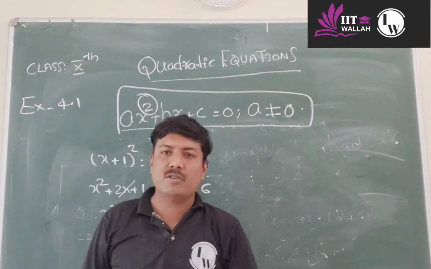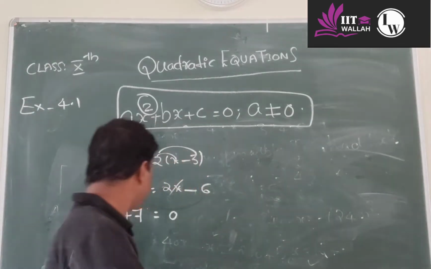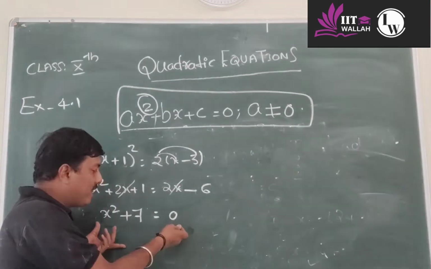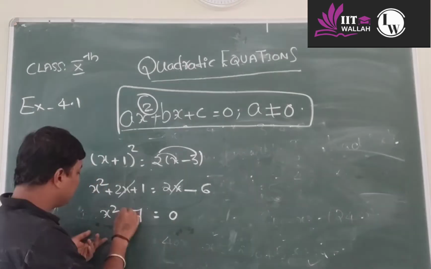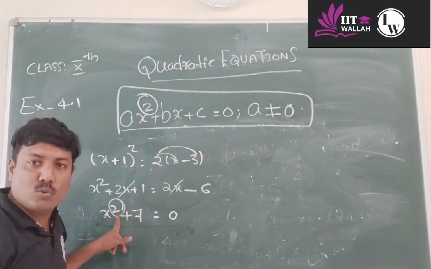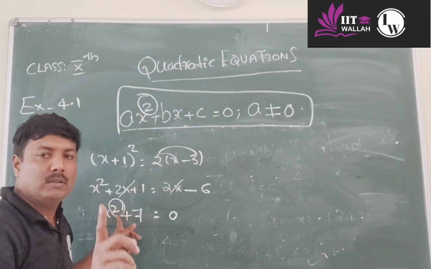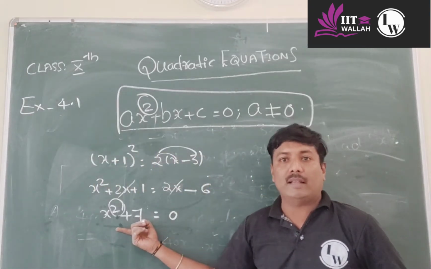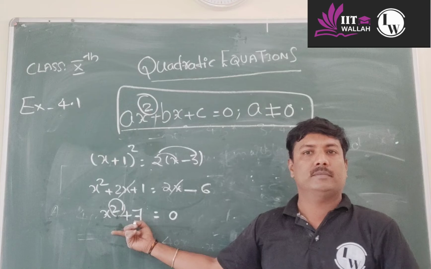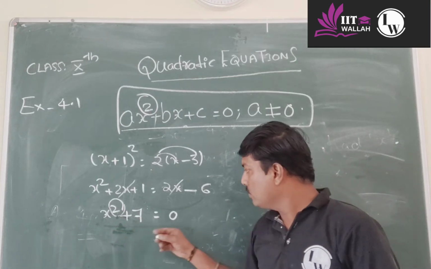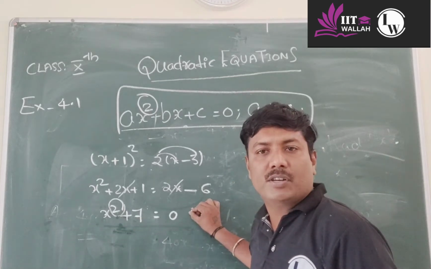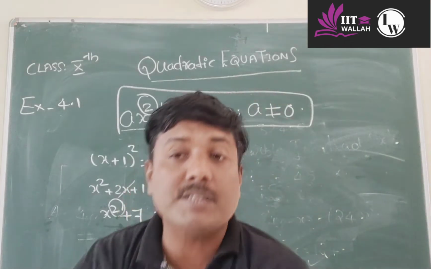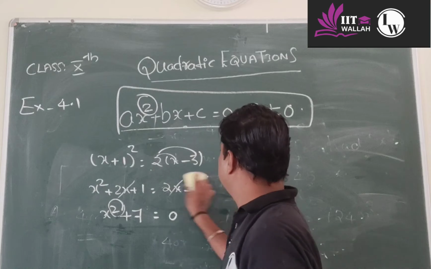Am I right? You understood? Very good. So here you see, this is a quadratic equation. Why? Because here the power is 2. If the power is not 2, it is not a quadratic equation. Here, the power is 2, that's why it is a quadratic equation. Got it? So the answer to this question is yes, it is a quadratic equation. We are asked to check, nothing else.